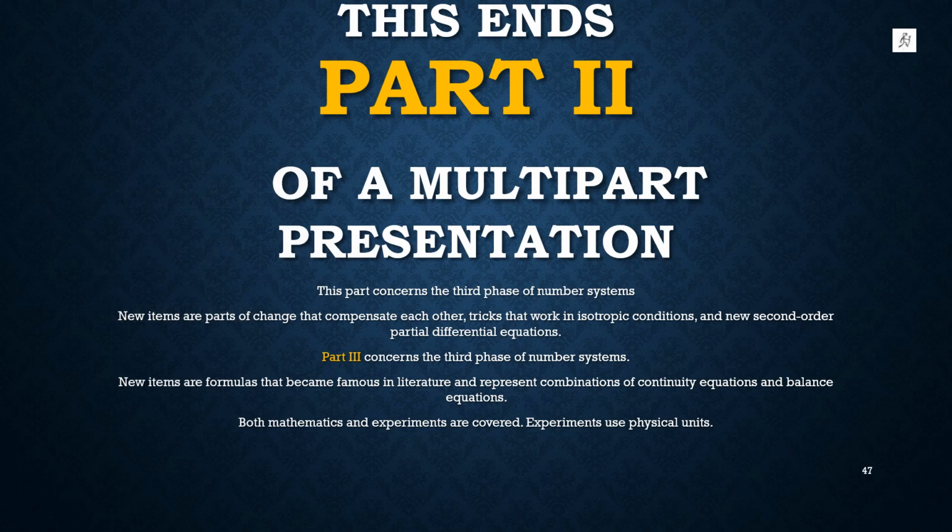This ends part 2 of a multi-part presentation that concerns the Hilbert Book Model. This part concerns the third phase of number systems. New items are parts of change that compensate each other. Tricks that work in isotropic conditions, and new second-order partial differential equations. Part 3 concerns the third phase of number systems. New items are formulas that became famous in literature and represent combinations of continuity equations and balance equations. Both mathematics and experiments are covered. Experiments use physical units.